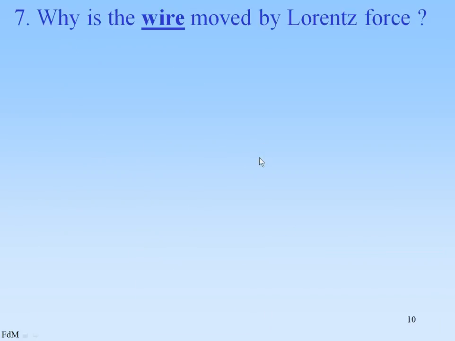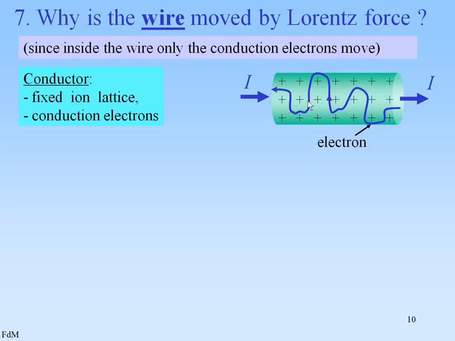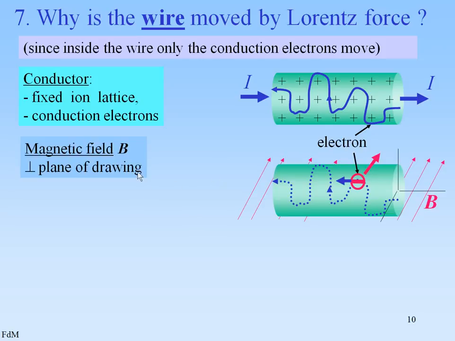An interesting point is why a wire is moved by a Lorentz force, since inside the wire only the conduction electrons move, and only the conduction electrons are sensitive to the magnetic field. Well, what does a conductor look like? We have a fixed ion lattice and moving conduction electrons, as is shown here. What's happening now? Suppose we have a magnetic field perpendicular to the plane of the drawing, as is seen here.